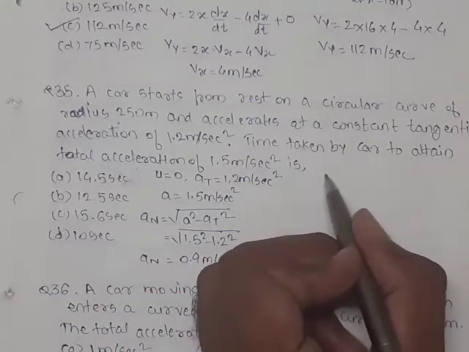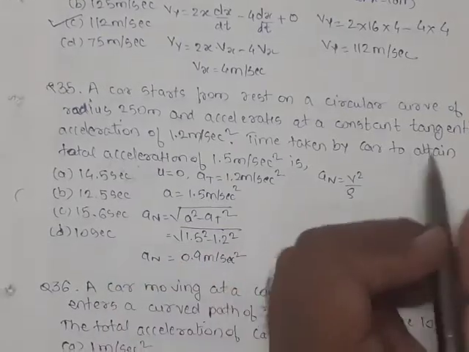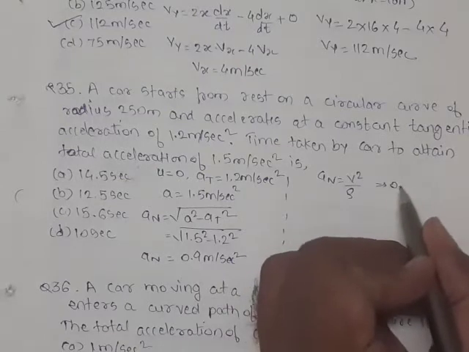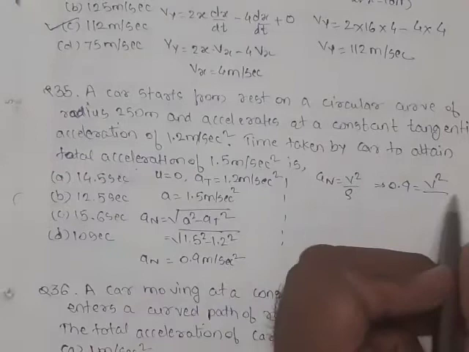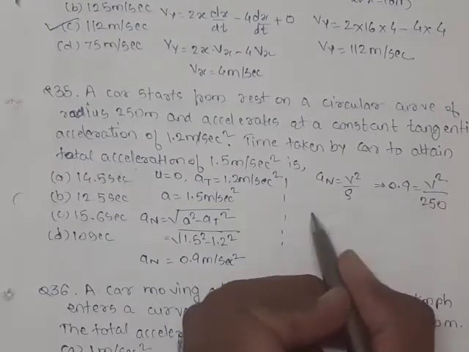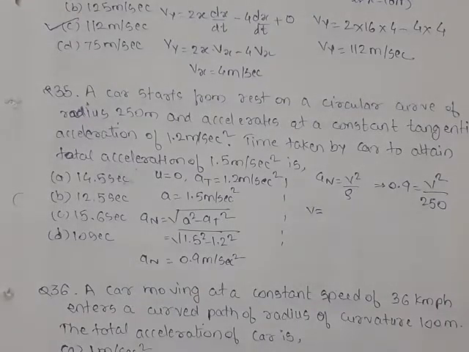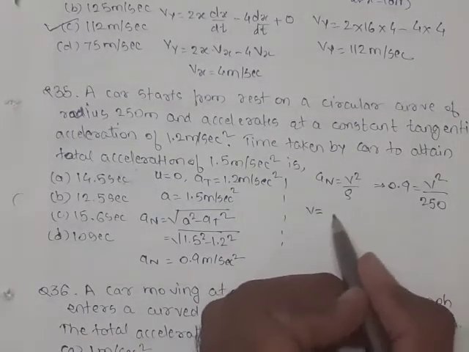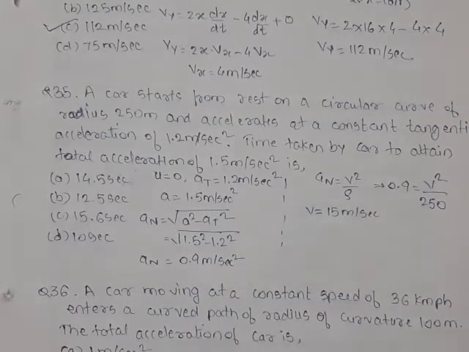Now we'll use the formula of an. an is equal to v squared upon rho. The value of an we have already calculated: an is 0.9, equal to v squared upon the radius, which is given as 250 meters. So from here we get the value of velocity. The final velocity v comes to be 15 meters per second. So here we got velocity v.